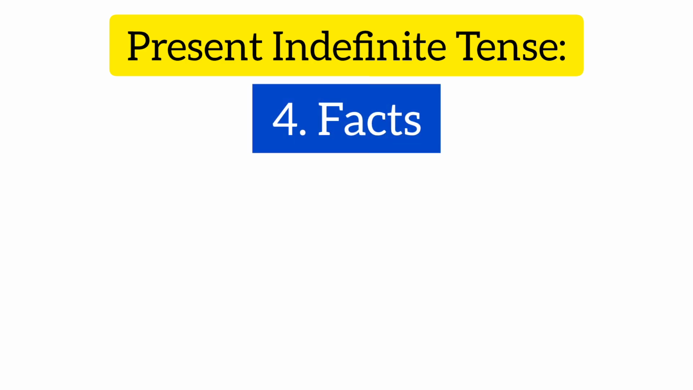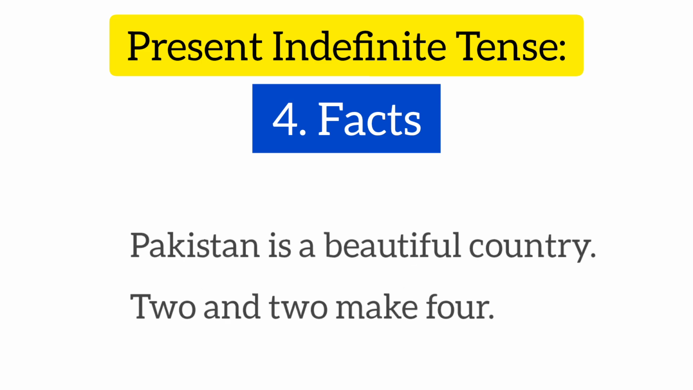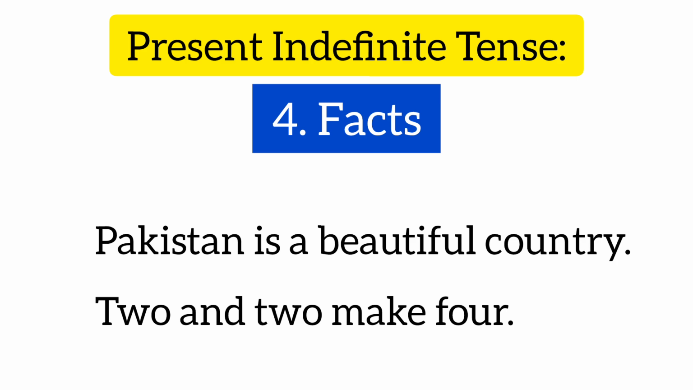Okay, the last thing that you have to remember is facts. In order to tell someone about facts, you have to use present indefinite tense. For example, Pakistan is a beautiful country. This is a fact. So for such kind of facts, you have to use present indefinite tense.